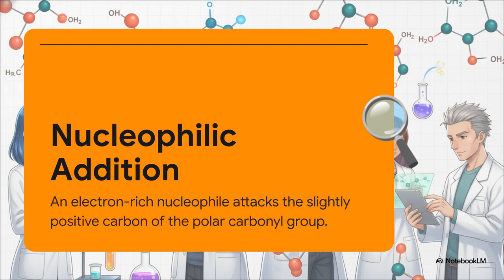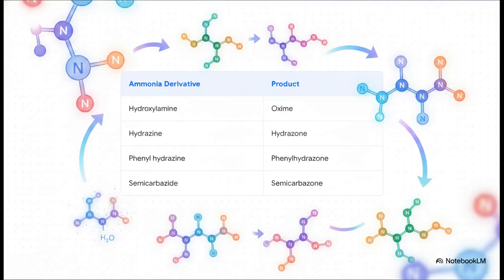And here is where the sibling rivalry really peaks. Aldehydes are highly reactive to this attack because they're totally exposed at the edge of the molecule. Ketones, however, are surrounded by bulky alkyl groups that physically block the attacker, making them much more stubborn and way less reactive. And this brilliantly illustrates the sheer elegance of organic chemistry.